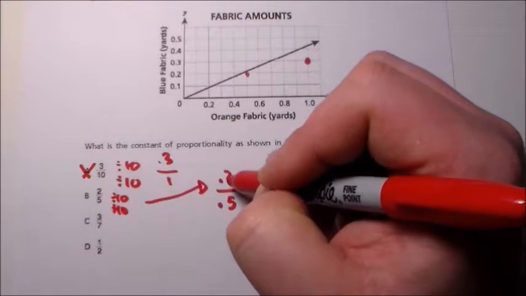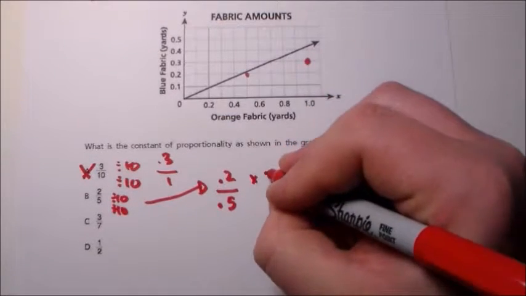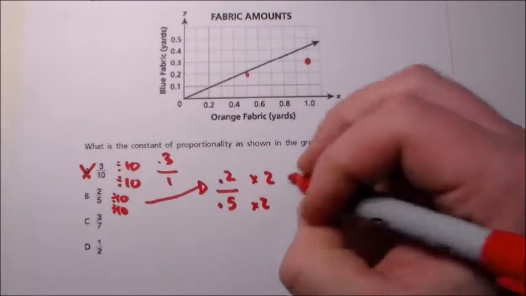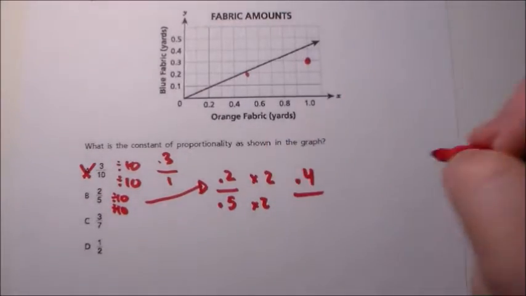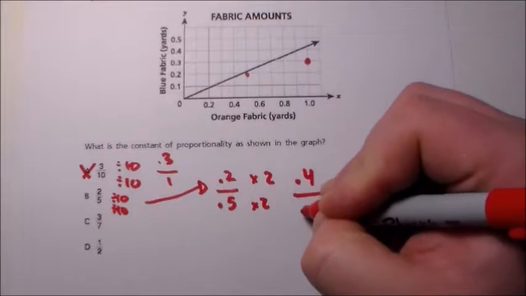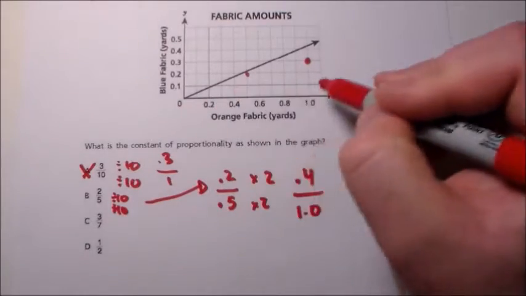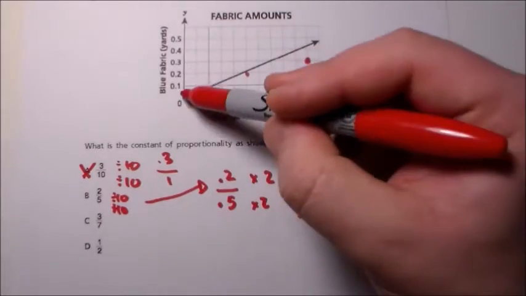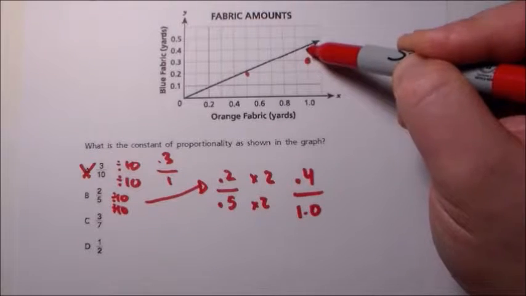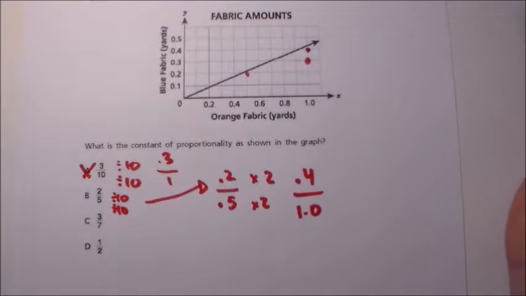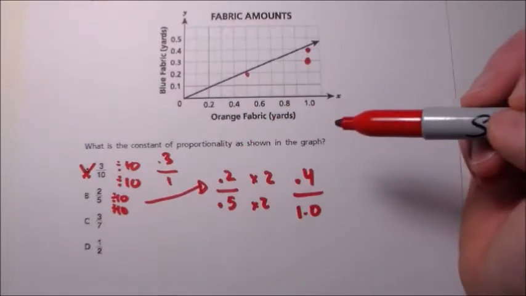Because if it hits 0.2, 0.5, and it's going to be a straight line, well, it's going to hit 0.4. If you multiply the bottom and the top both by the same number, let's just do 2, it's going to hit 0.4. It's also going to hit 0.5 times 2, or 1.0. So it's also going to go up 4 and run 1, and if you do that, you can see it's getting further and further away from the line. So this is a really tempting distractor.